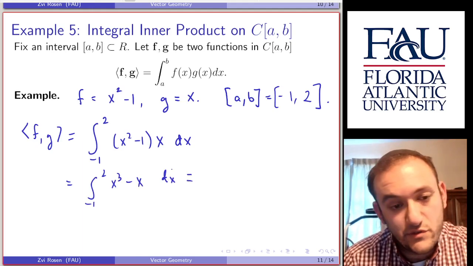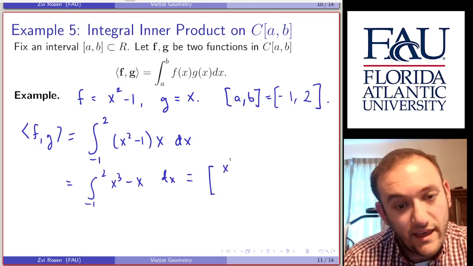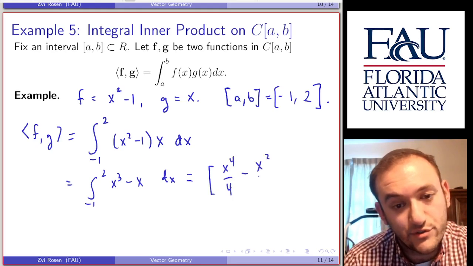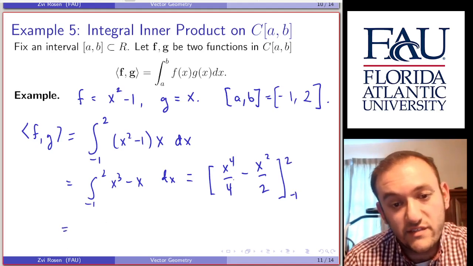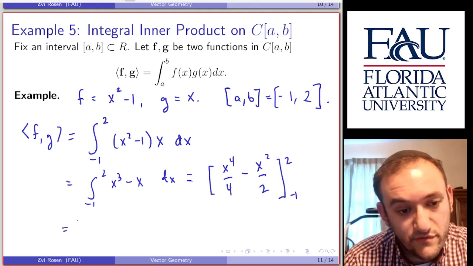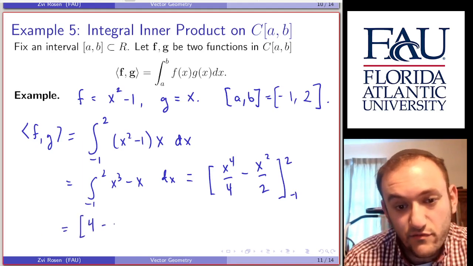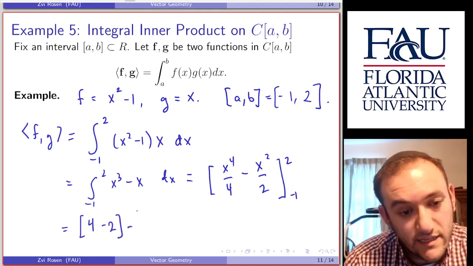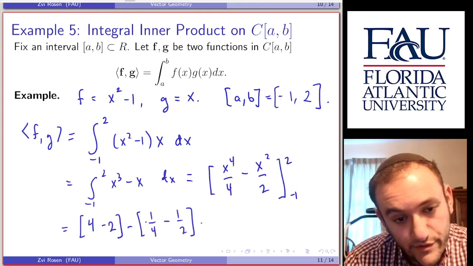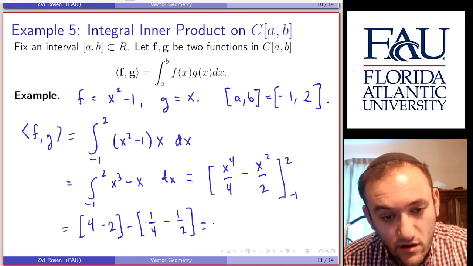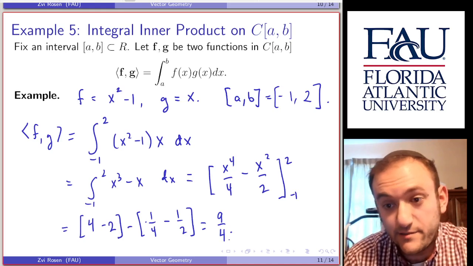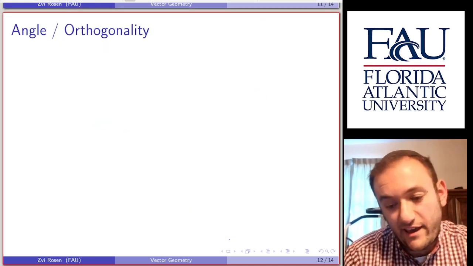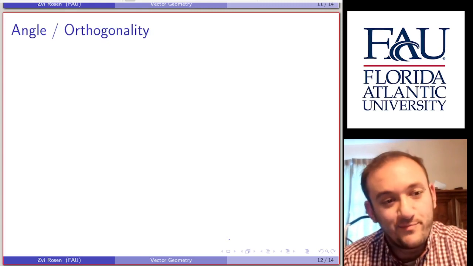And taking the antiderivatives using the power rule, we would get x to the 4th over 4 minus x squared over 2, evaluated from -1 to 2, which gives us 16 over 4 is 4, minus 4 over 2 is 2, minus 1 over 4 minus 1 over 2. So we have 2 minus -1/4, or 2 plus 1/4 gives us 9/4. And that would be our inner product. Okay, and I'm going to spare you the proof that it's actually an inner product.